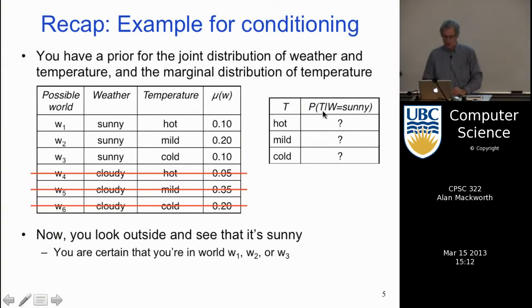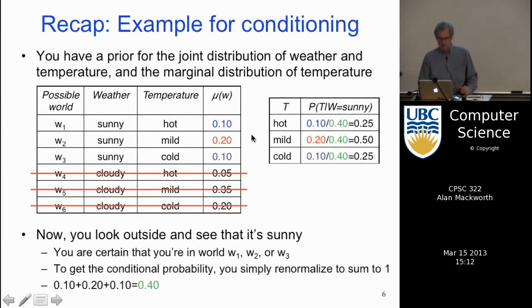And so now this is the conditional probability distribution of the temperature given that the weather is sunny, given this new evidence. So what is it? We know it's 0.1 over here, but it's divided by the sum of these, so I can make them all add up to 1. That's the normalizing factor. That's all that's going on there.